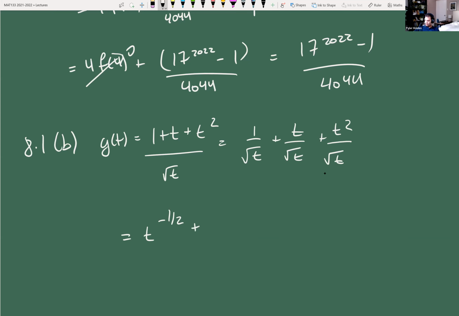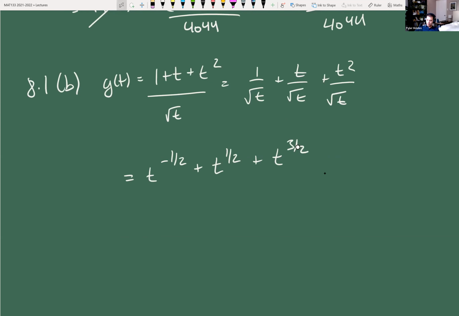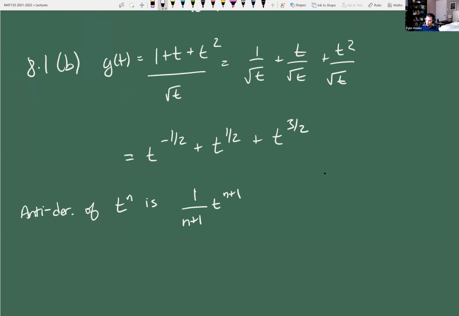What is t over root t? So that's just t to the 1/2. And then this is t to the 3/2. Okay, and then antiderivatives tells us that the antiderivative of t to the n is 1 over n plus 1 t to the n plus 1, right? So in each of those cases, we're just going to let n be this exponent when we do this.